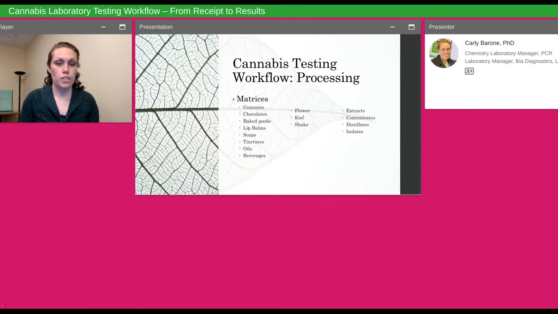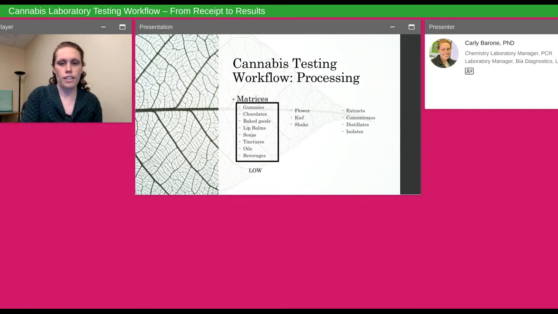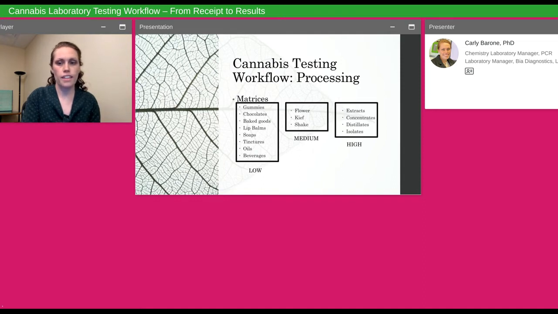So first things first, when we receive a sample, once it's checked in and put into our system, we first want to put these samples into categories. And this helps us move forward with our process. So we can really place things such as gummies, oils, and chocolates into a low concentration category. We place our flowers into the medium category, and then isolates and concentrates will be described as high concentration products.